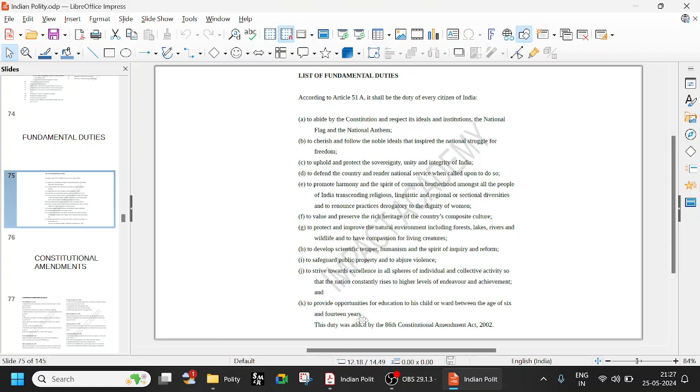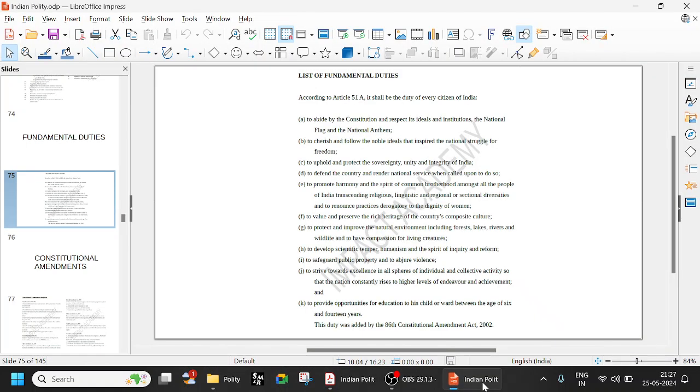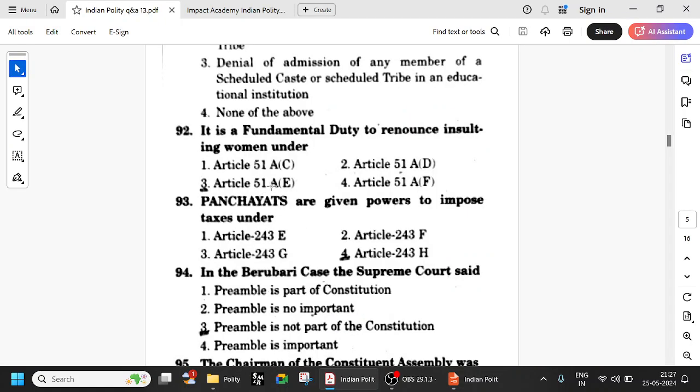So let us look at the question. Try to remember the subsections also. It is a fundamental duty to renounce insulting women under E, 51A(e). Article 51 is promoting international relations, something like that, which is different. Anyway, 51A is fundamental duties, right? Part 4A. Part 3 is fundamental rights, Part 4 is directive principles of state policy, and Part 4A is fundamental duties. In 51A, E is regarding women.